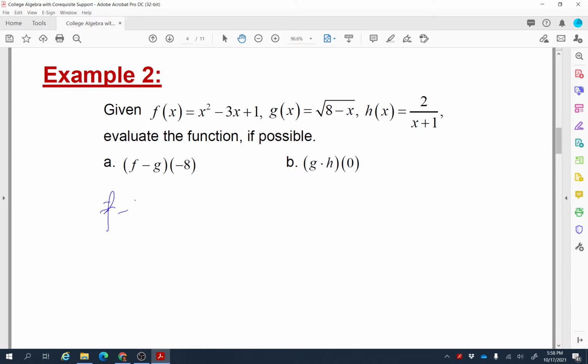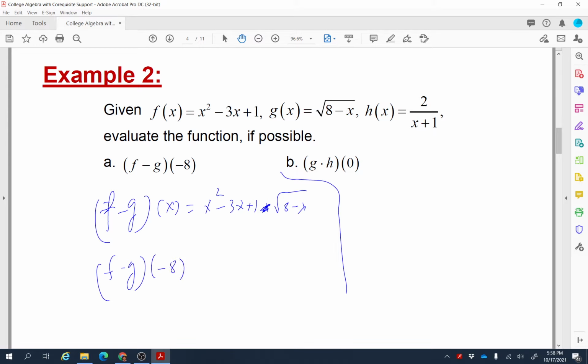So what you can do is find it in general, which is just x squared minus 3x plus 1, and g of x is the square root of, sorry, it should be minus here, square root of 8 minus x. And now you do the simplification if you can, but it's already simplified. And now instead of x, you just replace that by -8. So this becomes -8 squared, minus 3 times -8, plus 1, minus square root of 8 minus -8. So eventually it's 64, this is 24 plus 1, and this is 8 plus 8 is 16. Square root of 16 is 4.